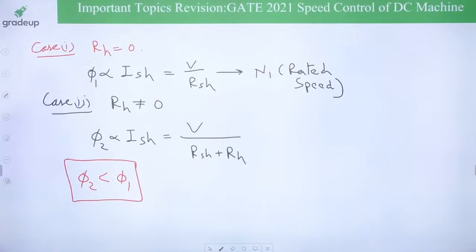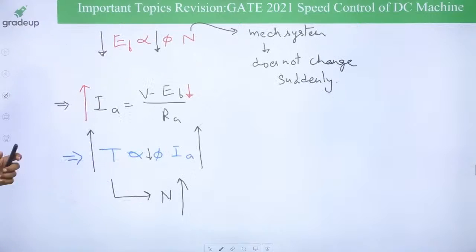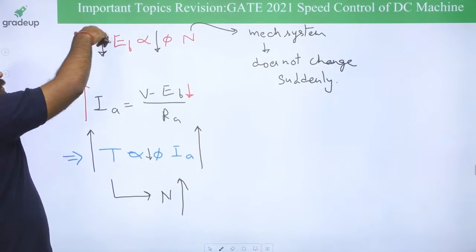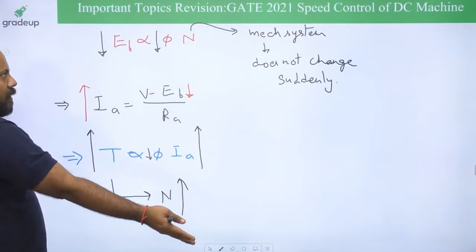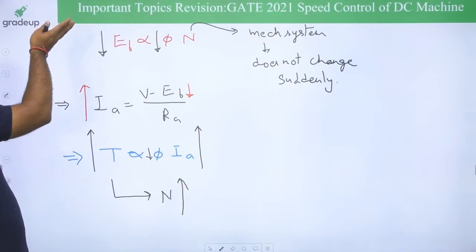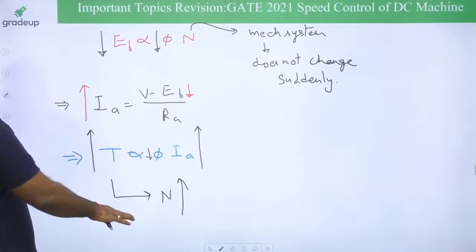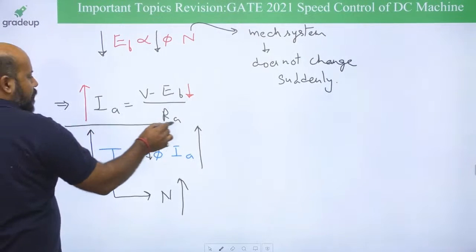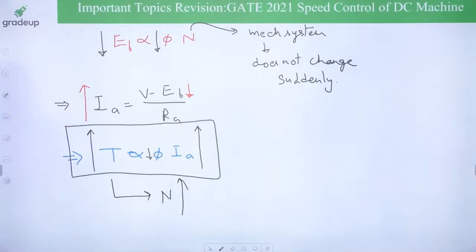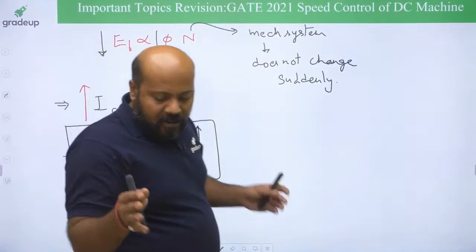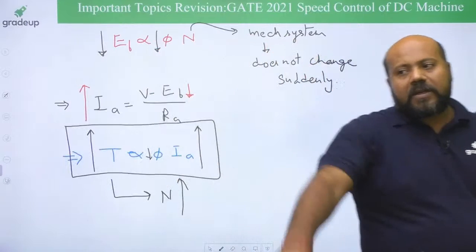Let me just repeat what is the consequence. Initially rheostat resistance was 0, so you are getting phi 1 flux and you are getting N1 speed. For the second case, when the rheostat resistance is not 0 in the field circuit, flux in the field winding is going to be reduced. When the flux is reduced, back EMF is going to be reduced because the speed cannot change suddenly. If the back EMF is reduced, the armature current is increasing, flux reducing. But this is the most important step, that armature current is increasing and the flux is reducing. So the total effect is torque is increasing. Torque increasing means speed is increasing.